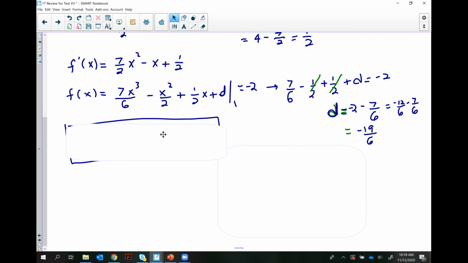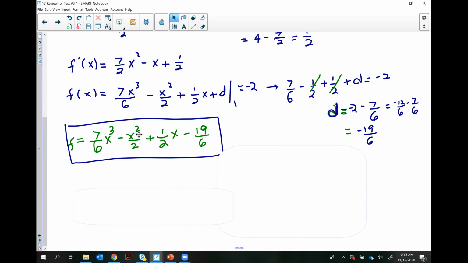But let us not forget, how do we leave the final answer? Not just the equals, right? We should leave the final answer as a function. F, or f of x, equals the entire function we got, and don't forget to add the constant that we just got there as well. So f of x equals the right-hand side. Great. Okay, so ready for another problem?